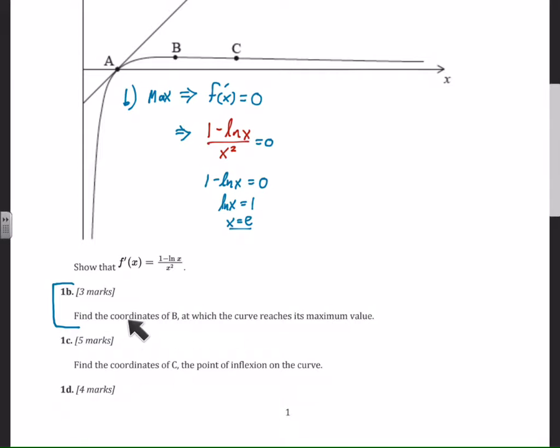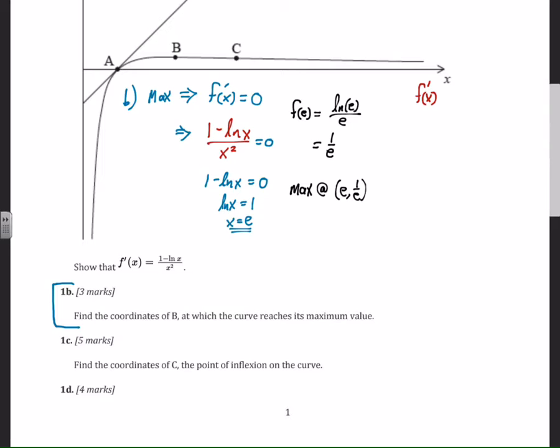But it said find the coordinates of b, so I'm going to go back to my original function, substitute in e, and get 1 divided by e as the y value. So you can see it's a very small number, which is why the graph, even without a scale, doesn't go very high in the positive realm. So the maximum point is at e, comma 1 over e, or about 0.36.